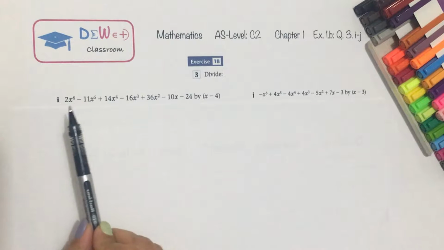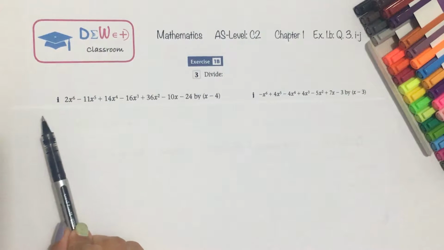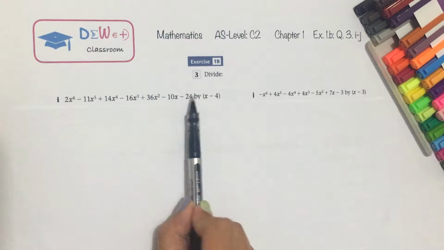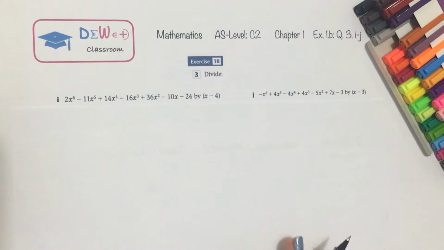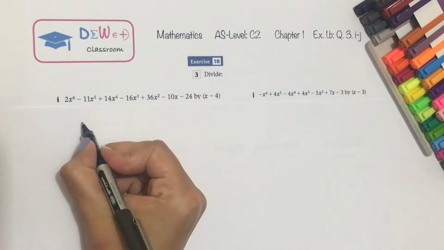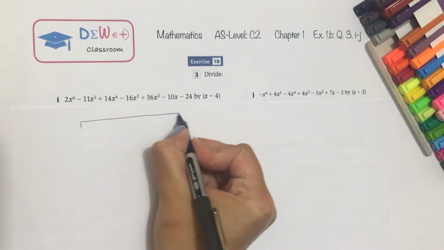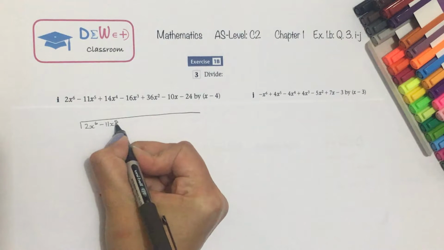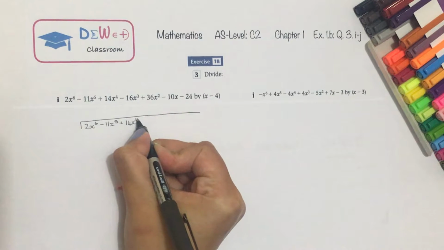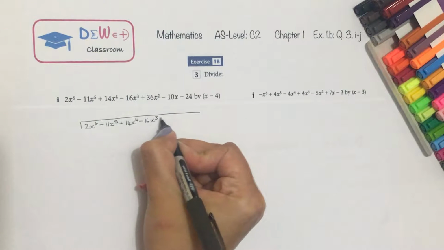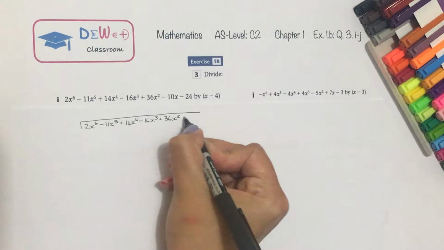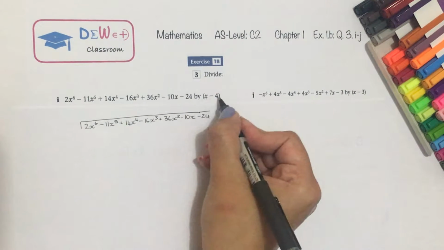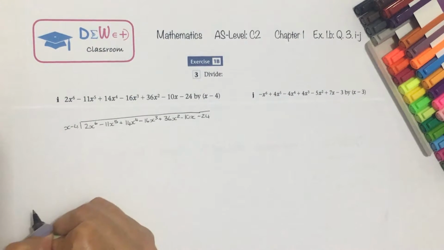So we start off by seeing if the polynomial has got all the indices in decreasing order. So we've got 6, 5, 4, 3, 2, 1 and an x to the power of 0 there. And that means that we don't have to add in any terms. We can just simply start dividing this big polynomial, 2x to the power of 6 minus 11x to the power of 5 plus 14x to the power of 4 minus 16x cubed plus 36x squared minus 10x minus 24 divided by x minus 4.